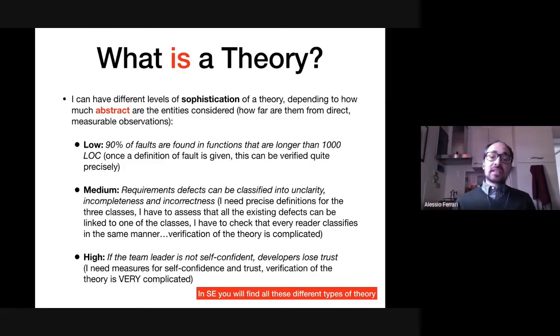The verification of this theory is much more complicated than in the other case, because I need to introduce all these other definitions and contexts and evaluations that are less accurate, unavoidably less precise. And then I can have an even higher level of sophistication, but still a theory that I can assess and evaluate. For example, this case: if the team leader is not self-confident, developers lose trust.